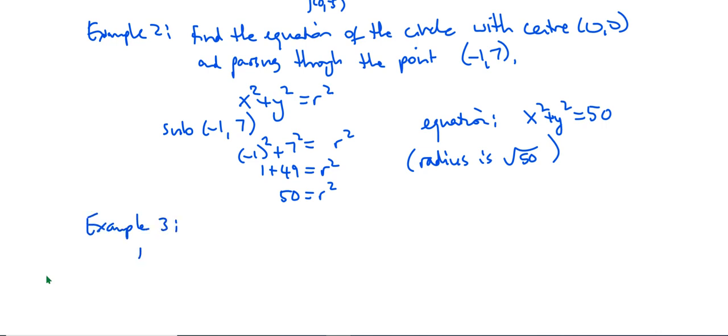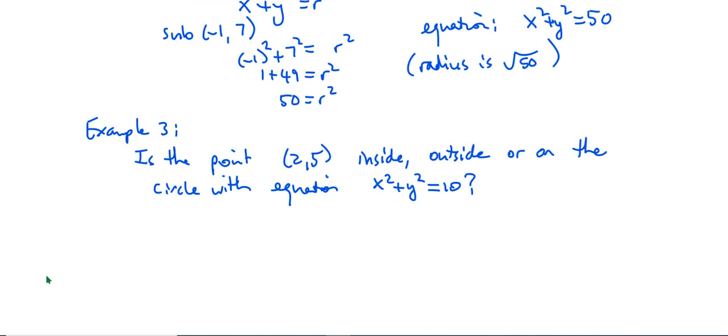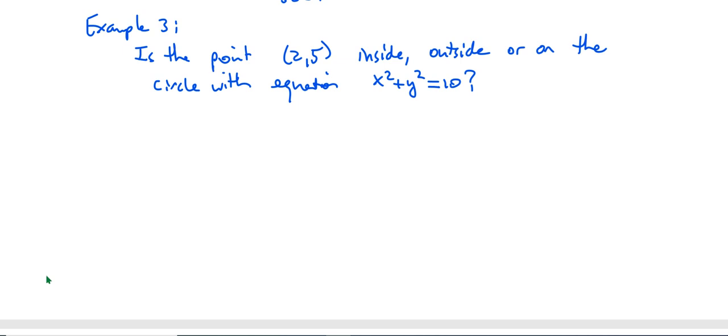Example 3: is the point (2, 5) inside, outside, or on the circle with the equation, and let's just make up something, x squared plus y squared equals 10? So is this point inside, outside, or on the circle?